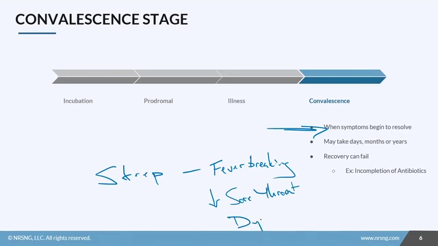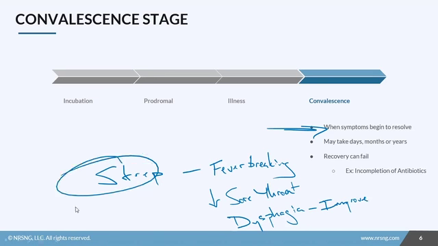The dysphagia, so difficulty swallowing, any dysphagia would actually start to improve. That's for the strep patient. This is what this would look like. But for some illnesses, these may take days, they may take months, they may take years to get better.